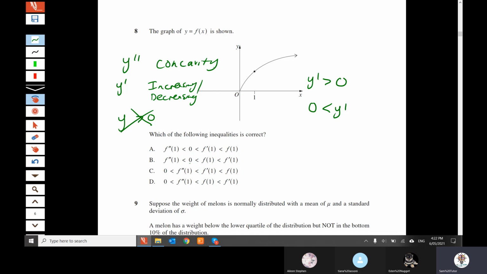Y double dash, concavity. Is this concave up or concave down? Well, it is concave down. What does that mean? Y double dash, if it's a maximum, less than 0. If y double dash is less than 0, finally, we can knock off C, we can knock off D. Now we're looking at these A and B and tossing up, is the gradient smaller than the y value, or is the y value smaller than the gradient at that point? Tricky.